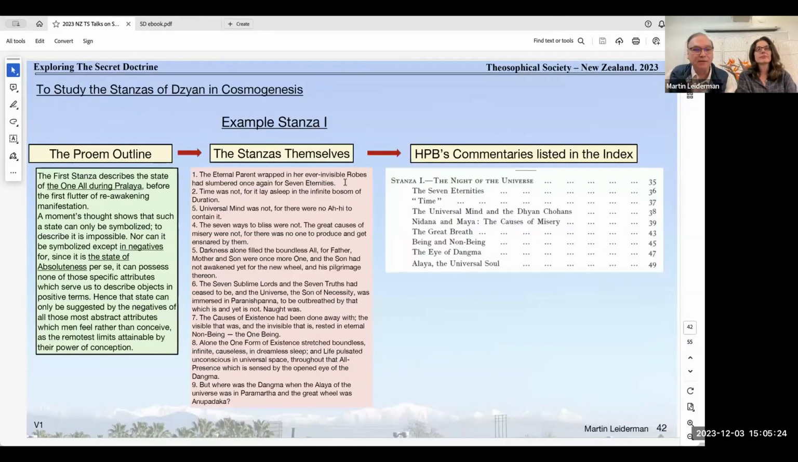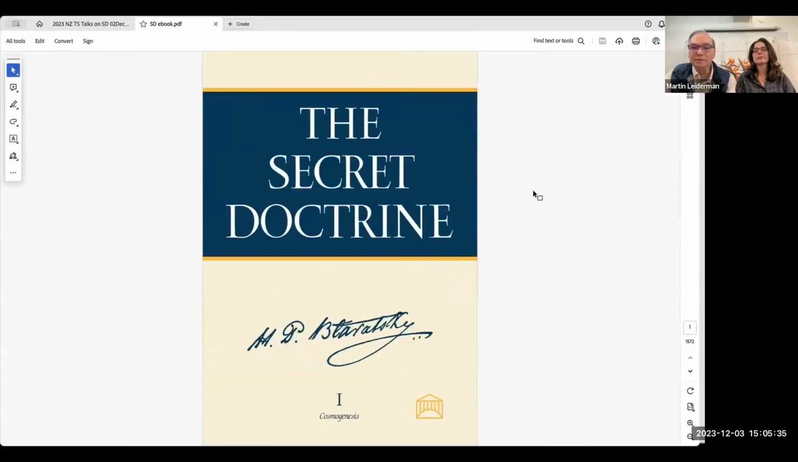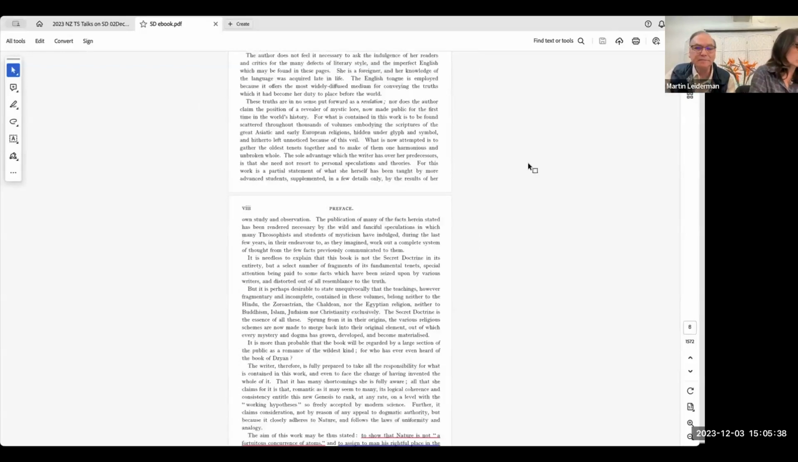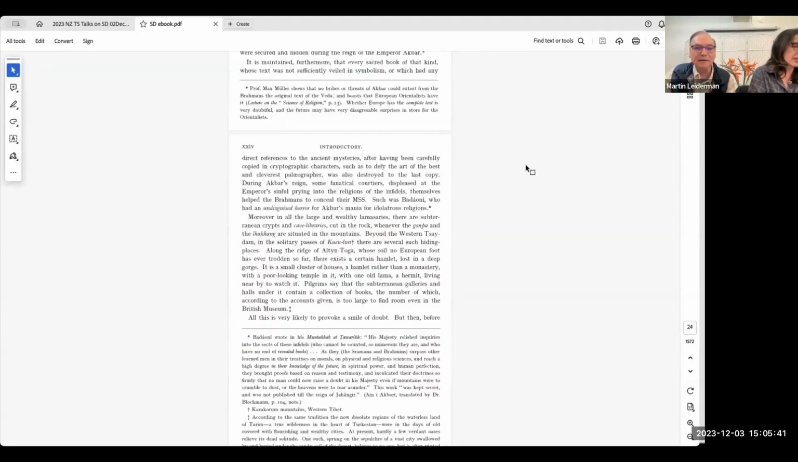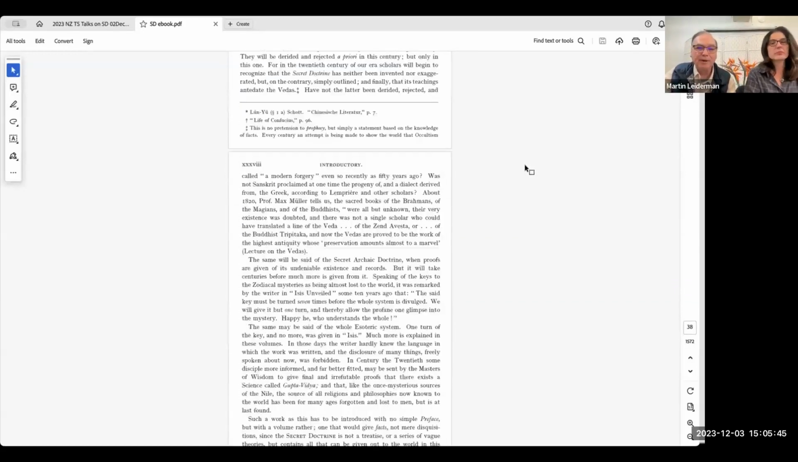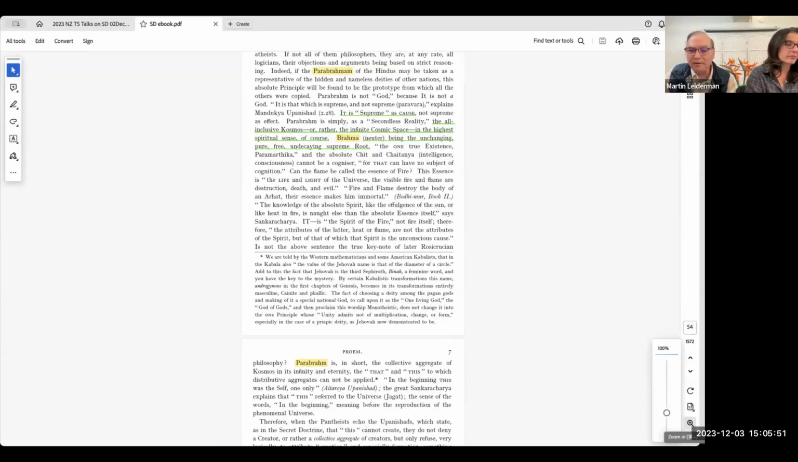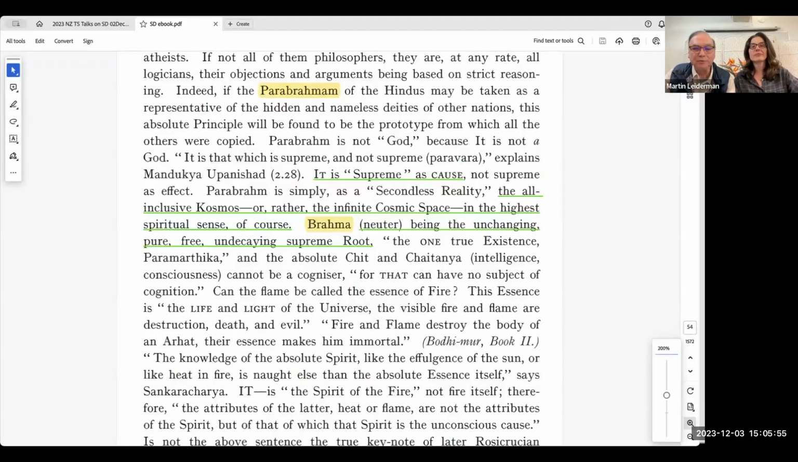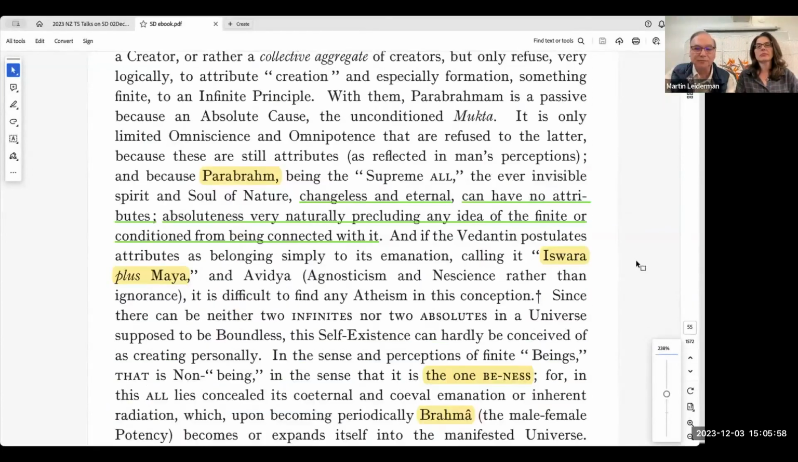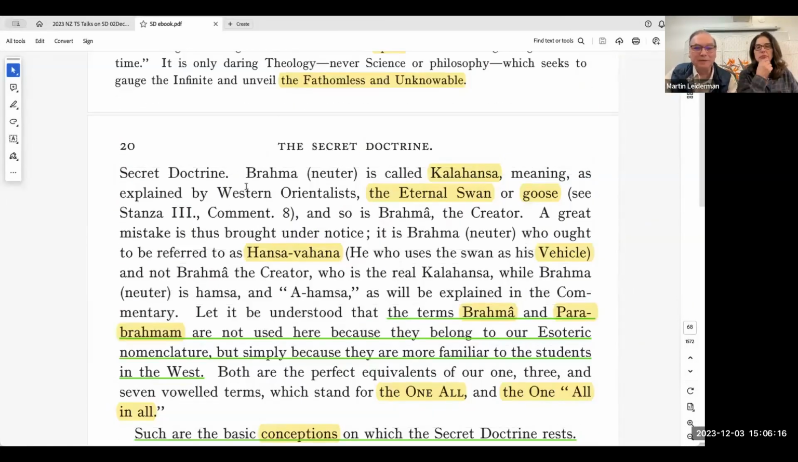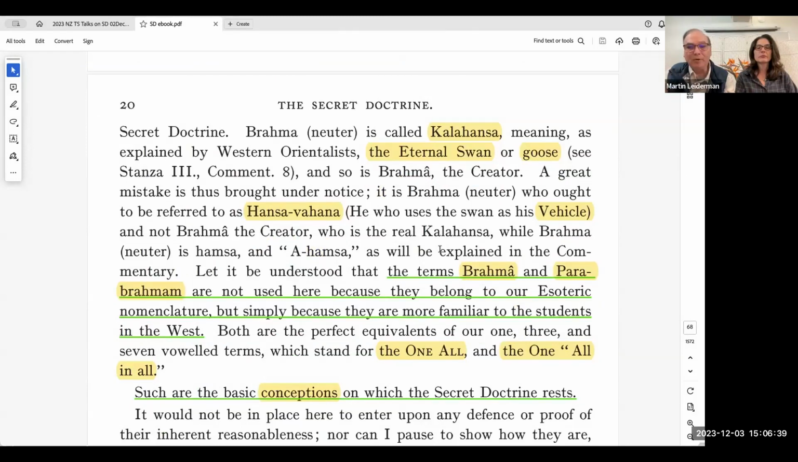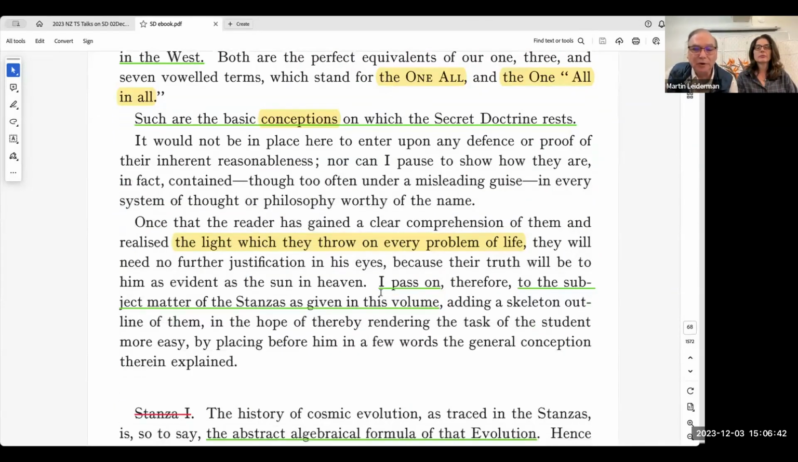To study the stanzas of Dzyan, therefore, you need to start with the proem. In the proem of the Secret Doctrine, on page 20, something like that, that's the beginning of the stanzas. Sorry, I'm going page by page, that's always life, right? You will find that Blavatsky uses the proem to introduce the stanzas of Dzyan. This is the 1888 edition. In the proem, you will find that in one moment she wrote, I pass on.